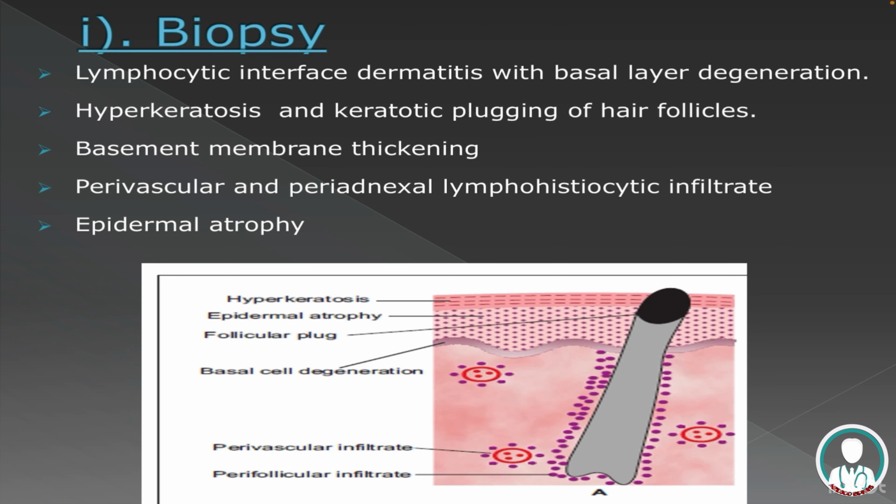The findings of the biopsy are: there is lymphocytic interface dermatitis with basal layer degeneration. There is hyperkeratosis and keratotic plugging of the hair follicles. There is basement membrane thickening and perivascular and periadnexal lymphocytic infiltrates. There is atrophy of the epidermis.